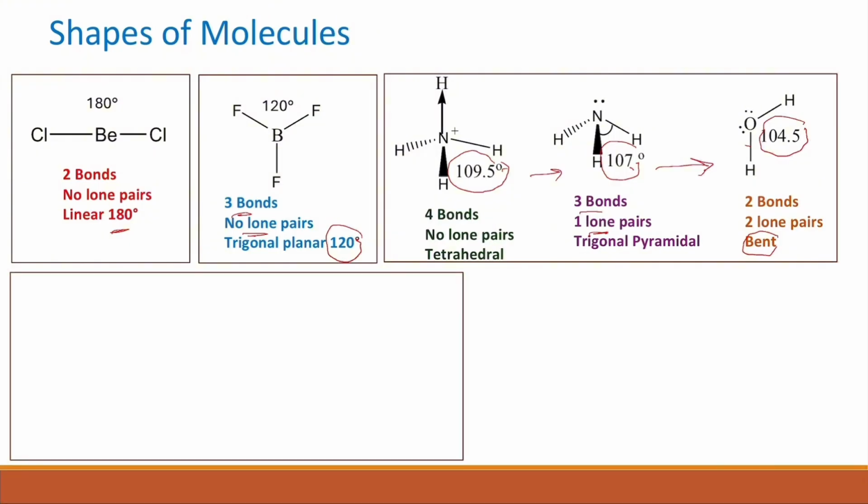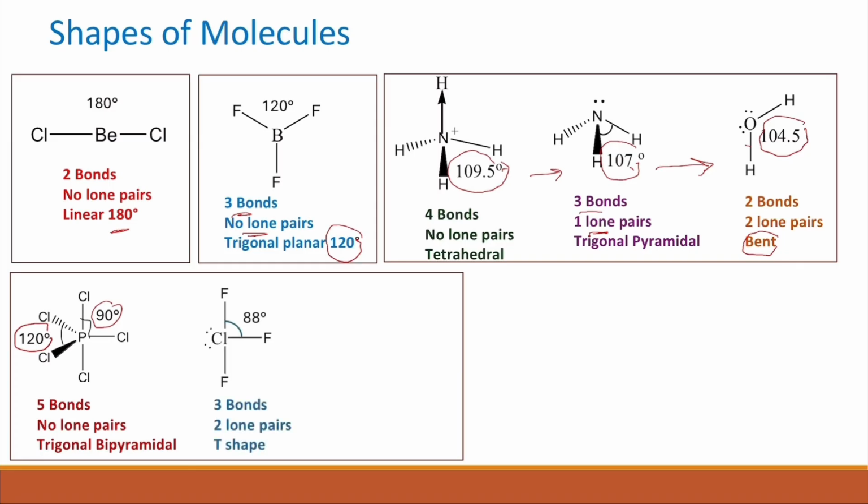Then if we have five pairs, there are four different situations. The first one, you could have five bonds and no lone pair. The shape will be trigonal bipyramidal, and there are two bond angles. One of them is 90, the other one is 120. And then you could have three bonds and two lone pairs. The shape is going to be T-shaped, and the bond angle is around 88. You could say 90, they would accept it as well.